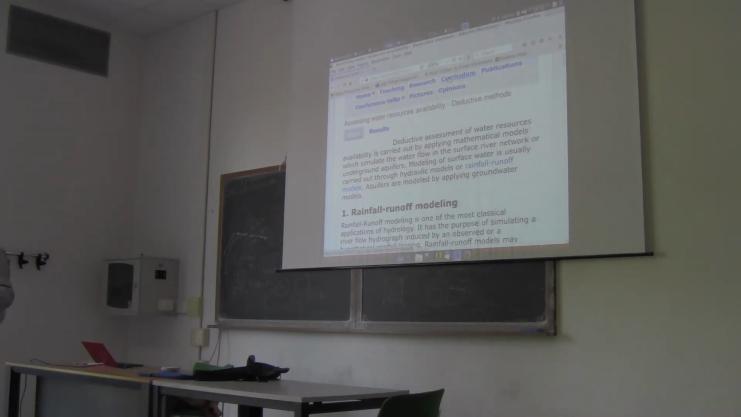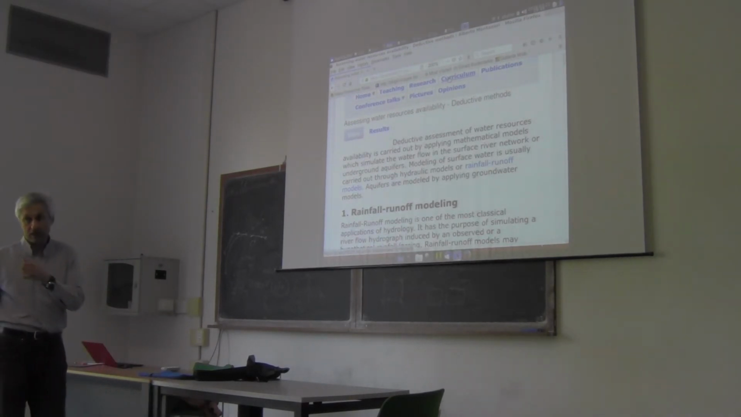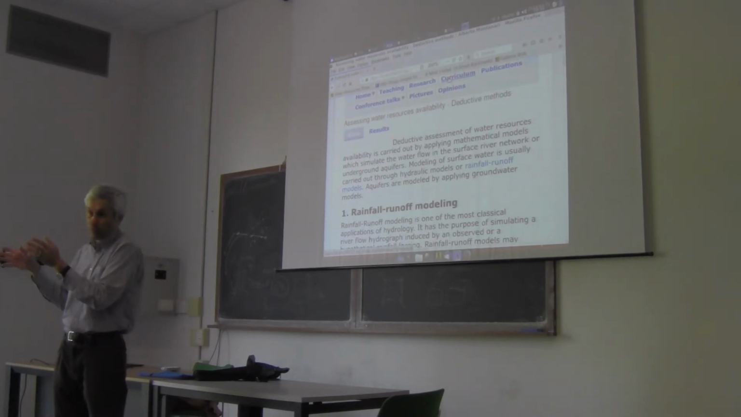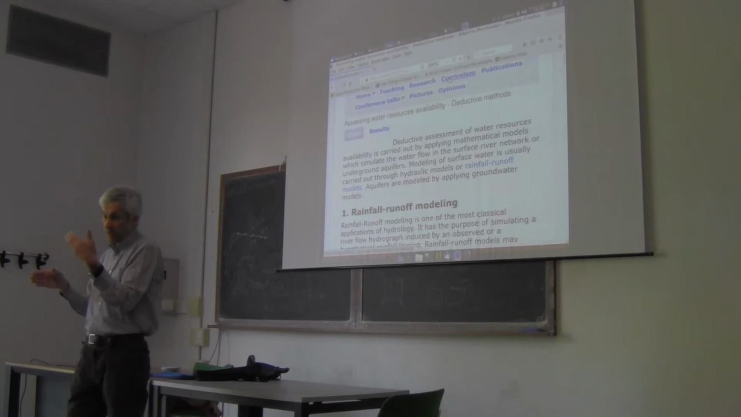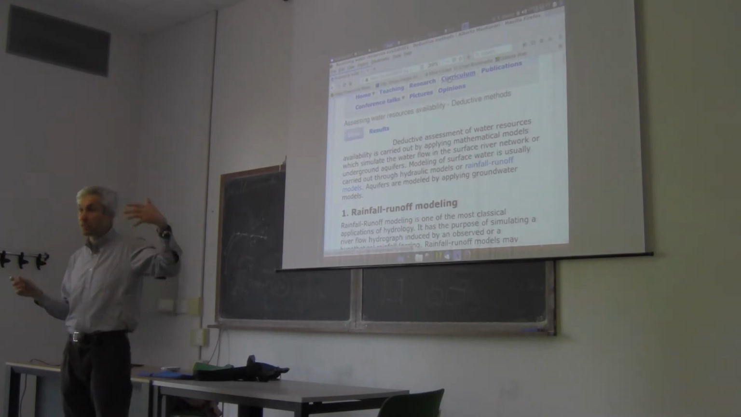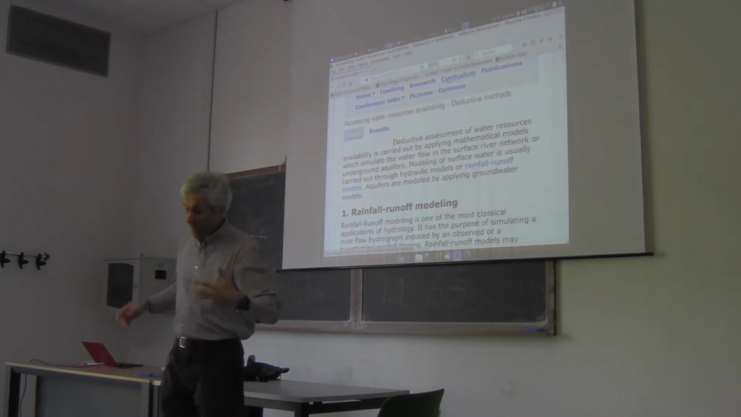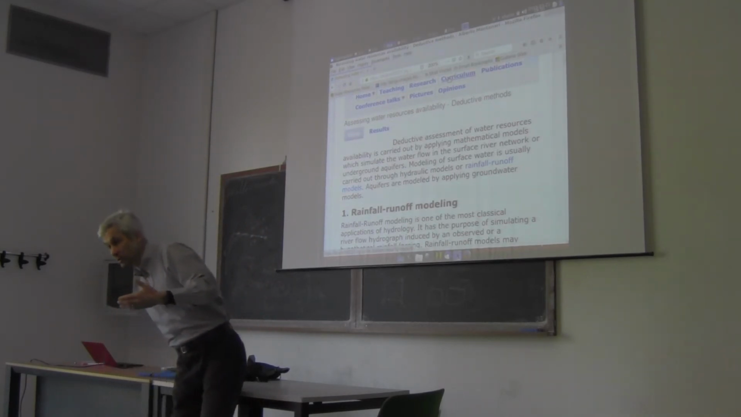It's different from the inductive. In the inductive, I start not from the theory, but from the observation, which is another form of knowledge, by the way. And from the observations, I directly may estimate water resources availability without a model. Or even in the inductive approach, I may introduce a model like a probabilistic model, some probability distribution. But it's a model that doesn't start from knowledge, usually.